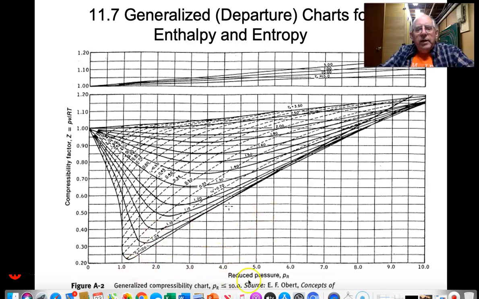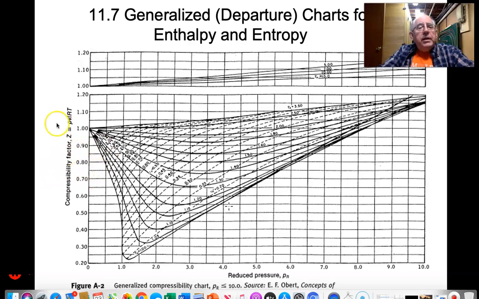And again, if you knew the pressure of the gas, you could determine its reduced pressure by dividing it by its corresponding critical pressure. Likewise, if you knew the temperature of the gas, you can determine its reduced temperature by dividing by the value of the critical temperature, and upon those two values you then can determine what the compressibility is.